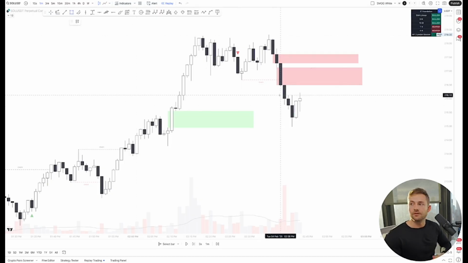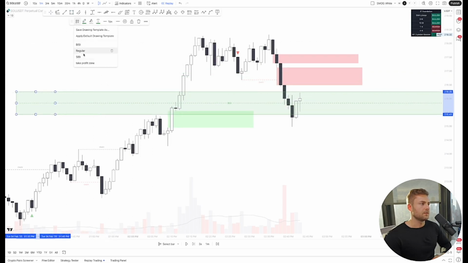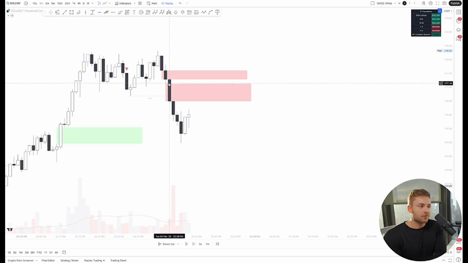it's also good to have a rectangle tool on your TradingView where you have a bullish fair value gap, which you can label as green, and then you have a bearish fair value gap. So the same thing is true in the opposite direction as well.